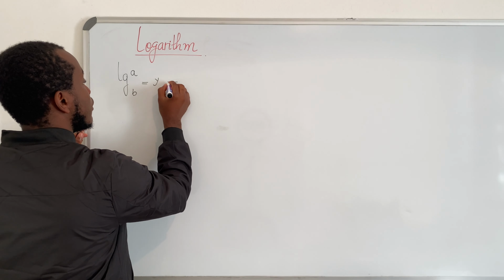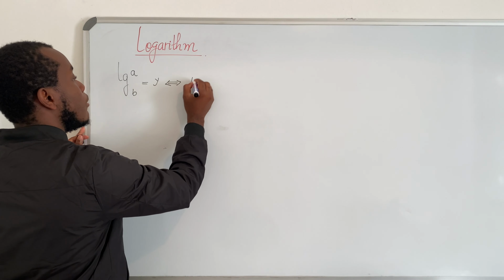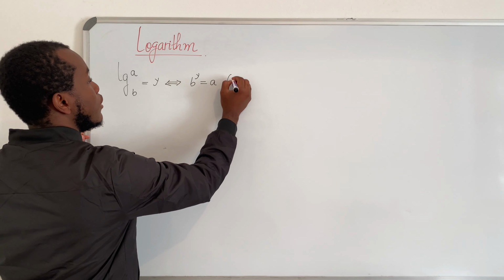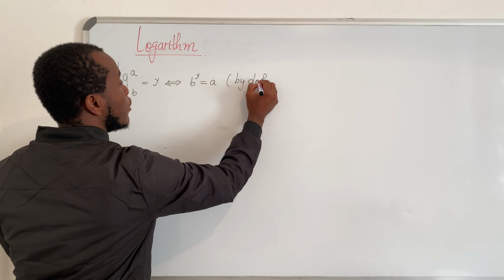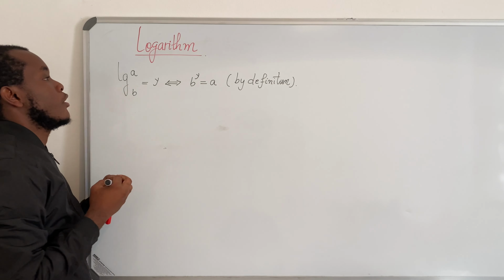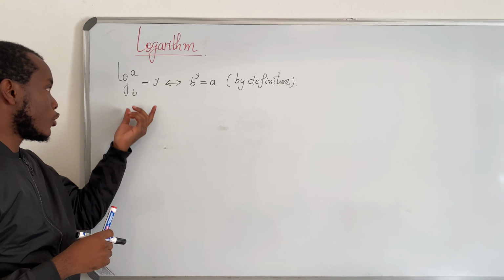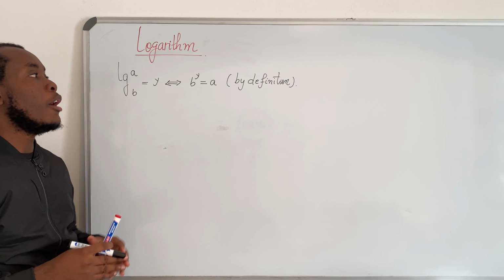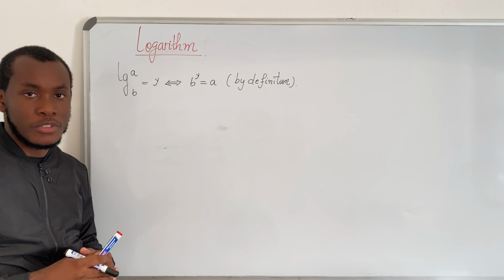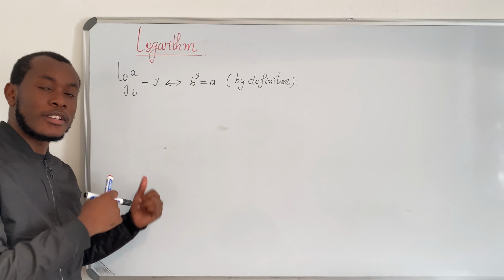The condition states that this is equivalent to saying that the base to the power y, b to the power y, is equal to the argument. This is by definition. So that means by definition, log of a to the base b equal to y, we can transform the logarithmic equality into an exponential. And the way of solving exponential equations we discussed in the previous video. So if you didn't watch, please watch the exponential equation video and come back here.